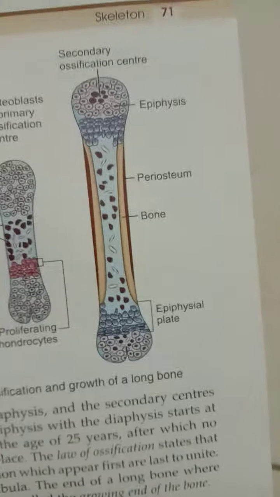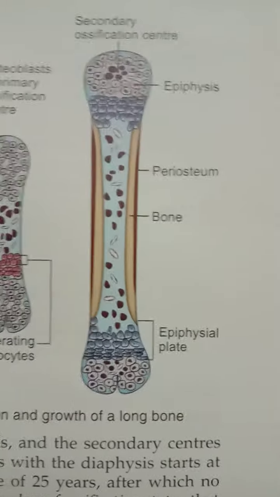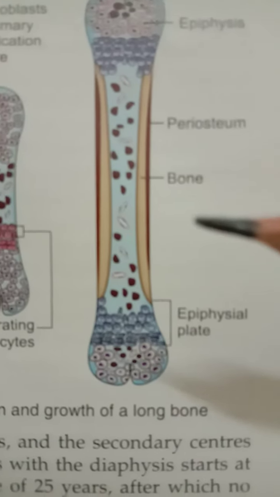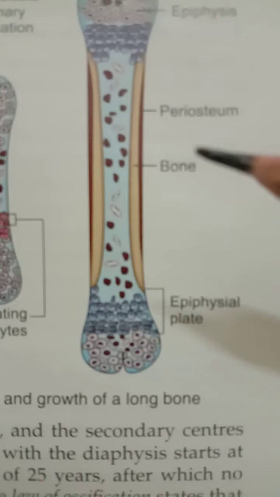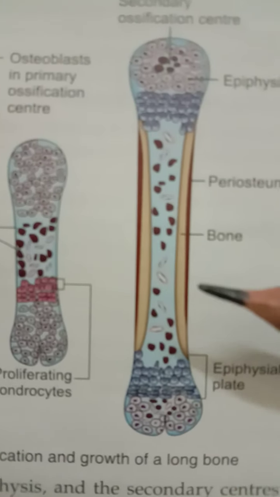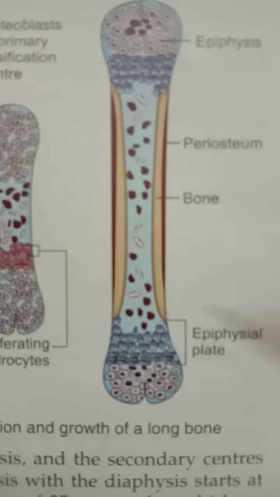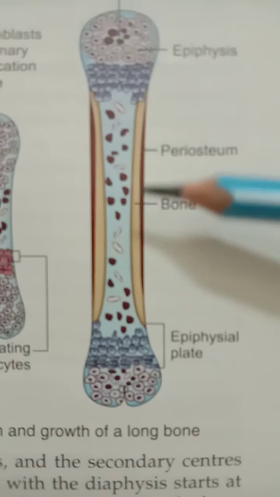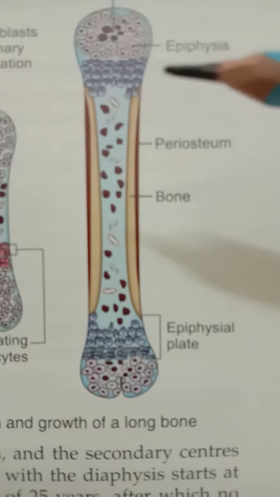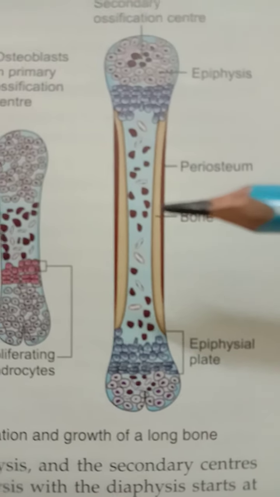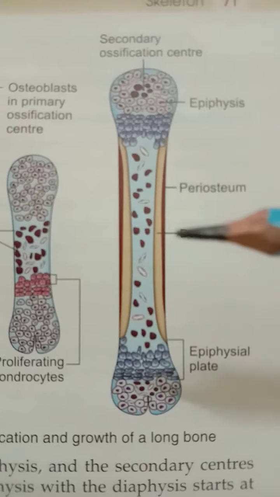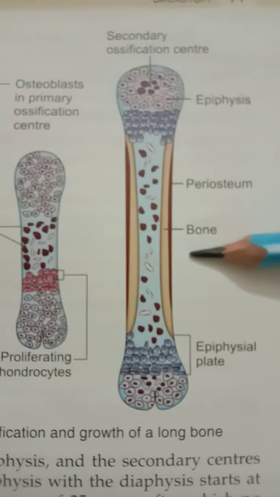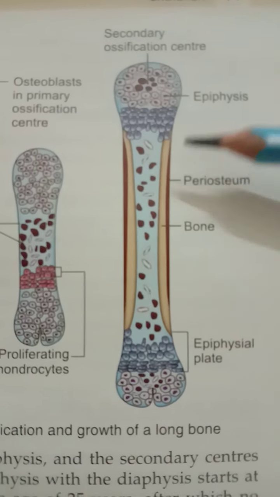Let's see the other parts of the structure of the bone. The periosteum is richly supplied by nerves, so it forms the most sensitive part of the bone. Then the cortex. The cortex is made up of compact bone, which gives the desired strength to the bone. Then the medullary cavity, which is filled with red or yellow bone marrow.